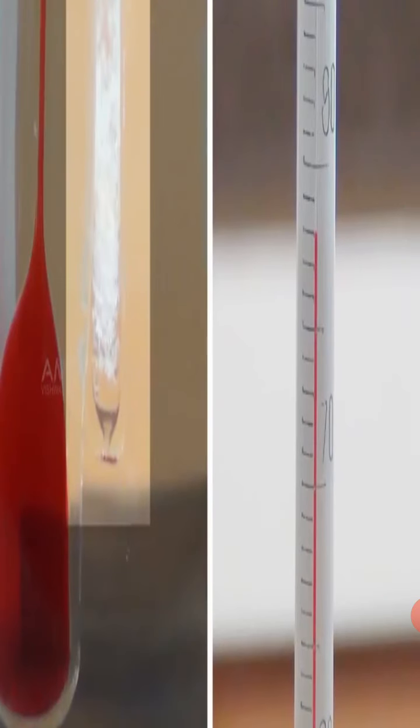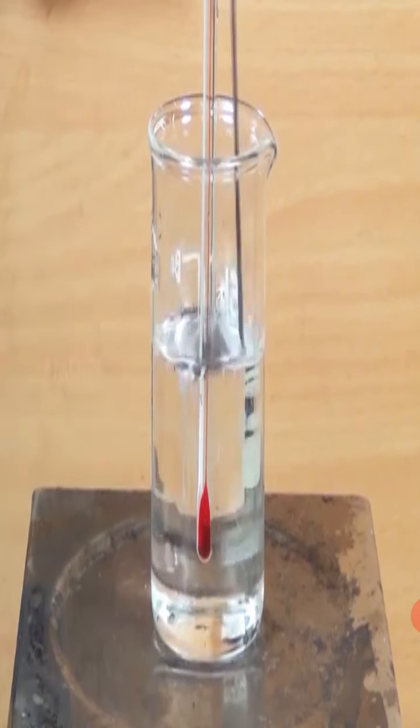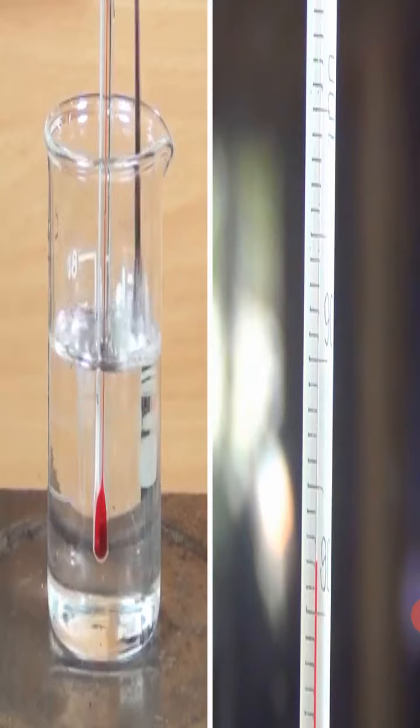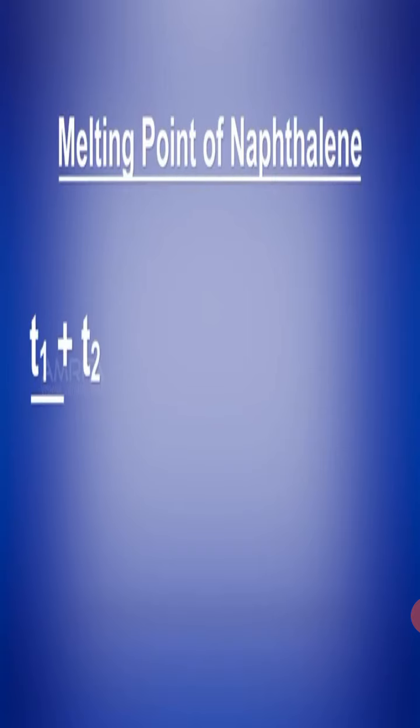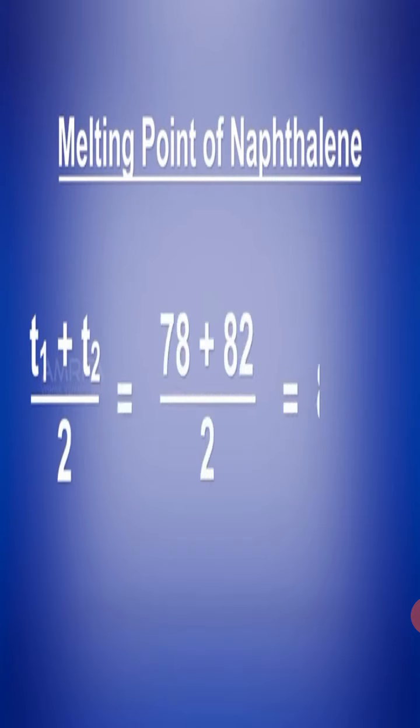Note the temperature T1 when the naphthalene starts melting. Continue heating and note the temperature T2 when the naphthalene in the capillary tube is completely melted. The average of the two temperatures T1 and T2 gives the melting point of naphthalene.